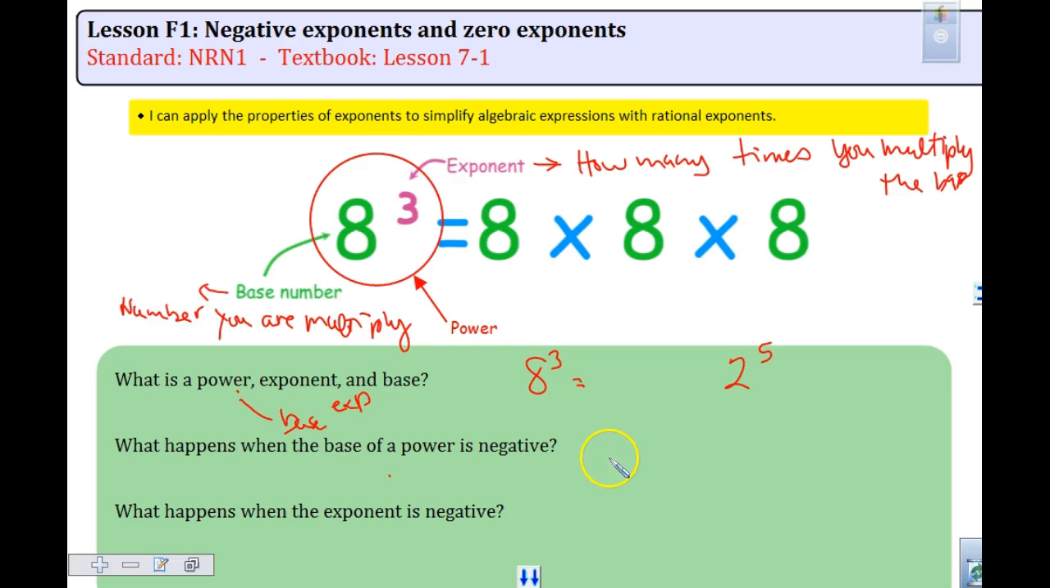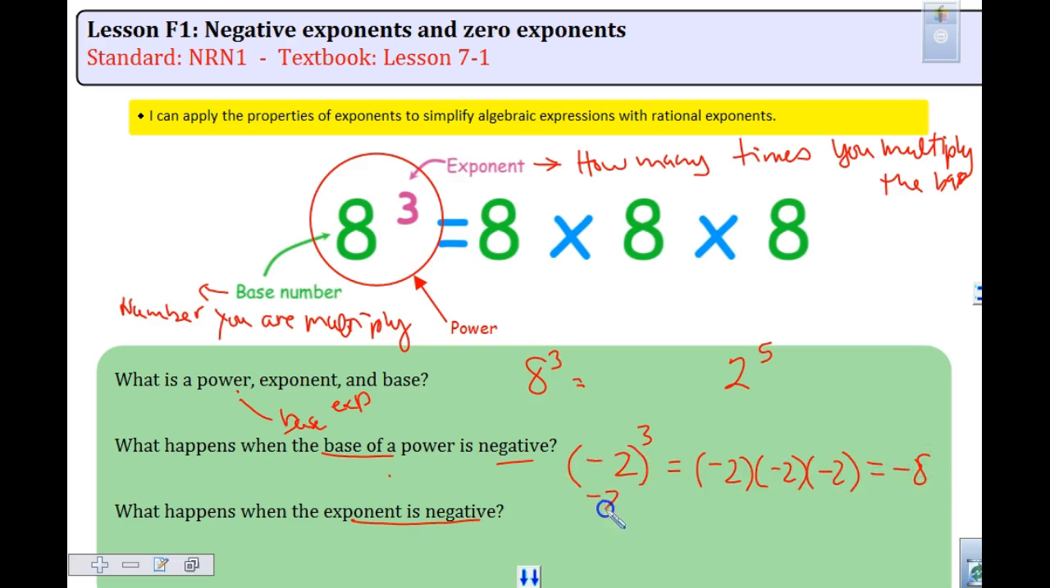So it says, what happens to the base if a power is negative? So if our power is negative, we need to think about a negative exponent being different from a negative base. Now, if I have a negative base, -2, and I have -2 to the 3rd power, that means how many -2's? 3. And that would equal -8.